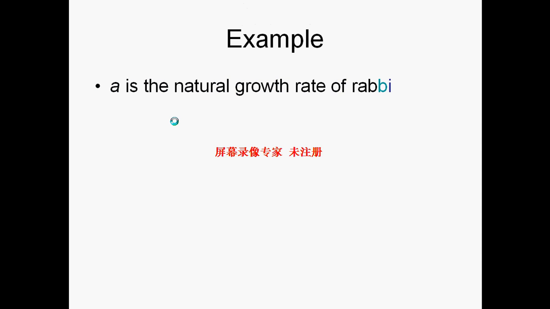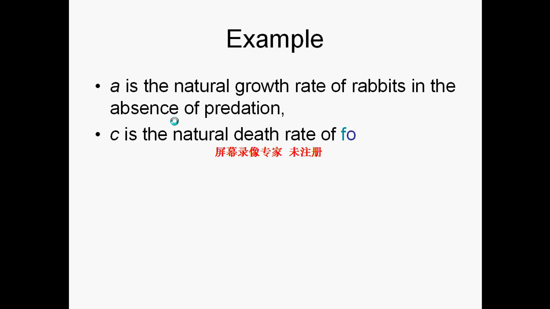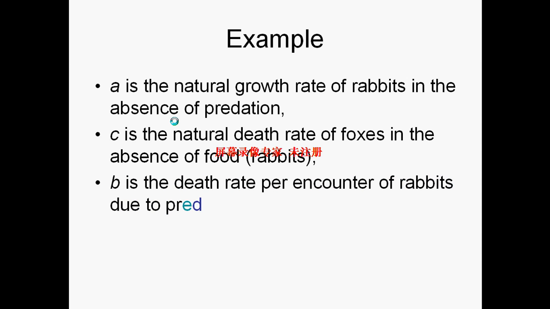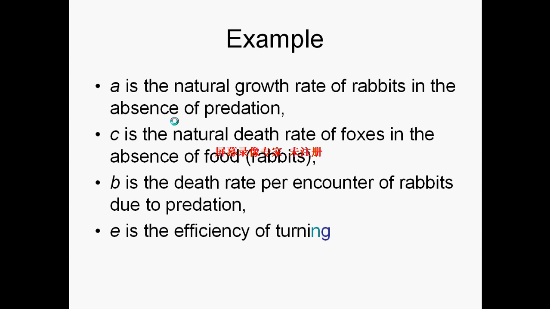There are four parameters. a is the natural growth rate of rabbits in the absence of predation. c is the natural death rate of foxes in the absence of food. b is the death rate per encounter of rabbits due to predation. e is the efficiency of turning predated rabbits into foxes.